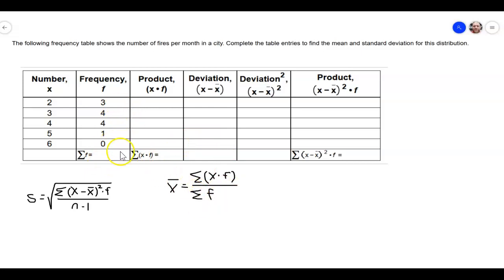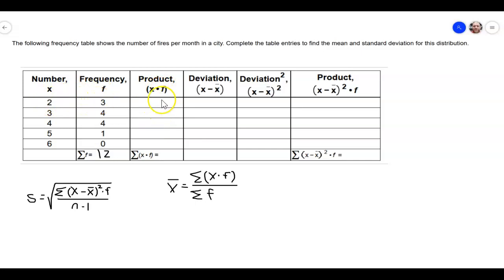So really, we just have to start filling this in, and then we'll be able to get enough information in order to find the standard deviation here at the end. So let's do this one together. All right, so the first thing is, this is the summation symbol. So what's the sum of all the frequencies? 3 plus 4 is 7, plus 4 is 11, plus 1 is 12. So that is 12.